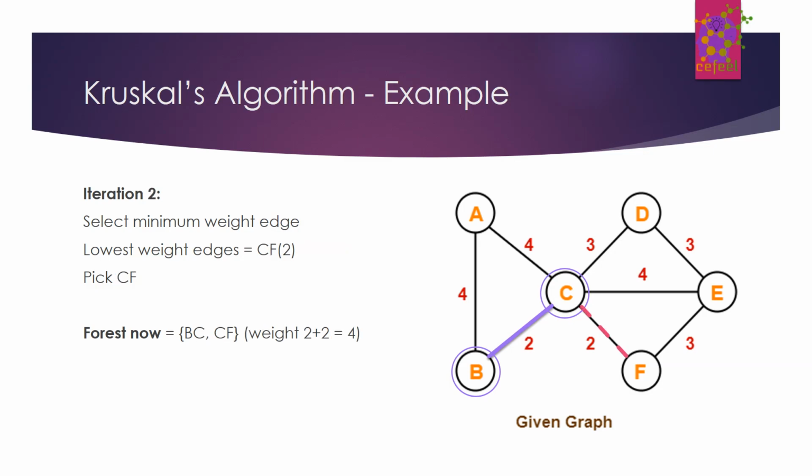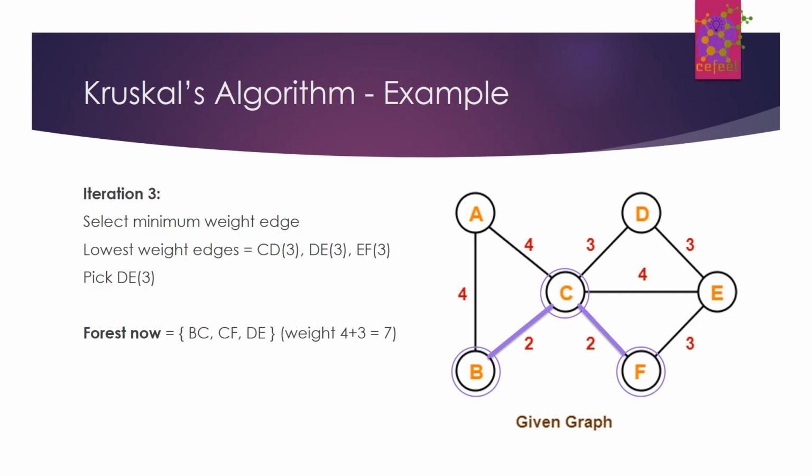Now the next possible minimum edge is CF with weight 2, and we'll just pick it and add it to our existing tree or the existing forest. No complications. So now we have 2 edges and 3 nodes, B, C, F. Total weight of the spanning tree has become 2 plus 2, 4.